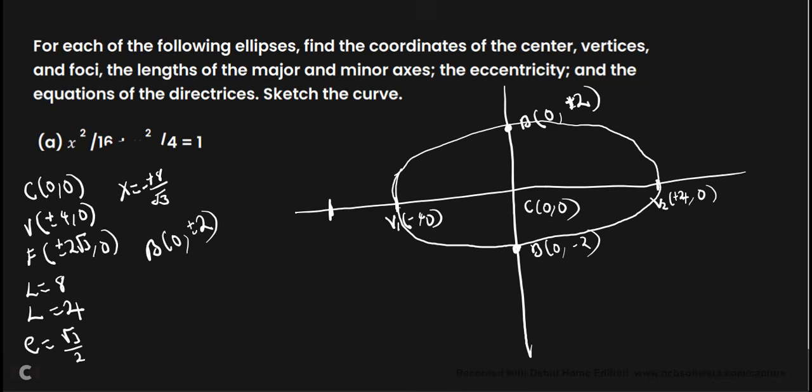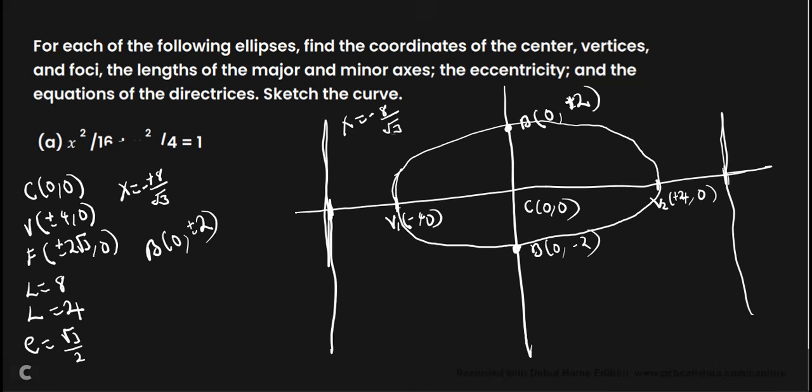Then the directrix, this side, right? The point where our directrix is. If you check, it's cutting the x-axis. So this is x equal to negative 8 over root of 3. Then the other one, x equal to positive 8 over root of 3.